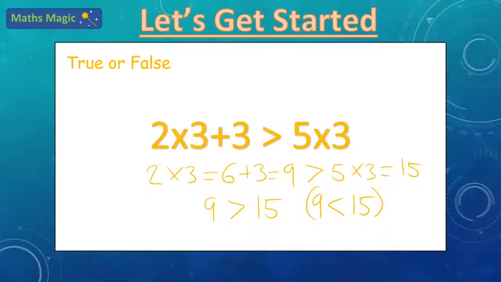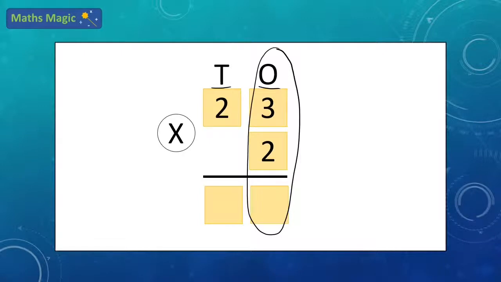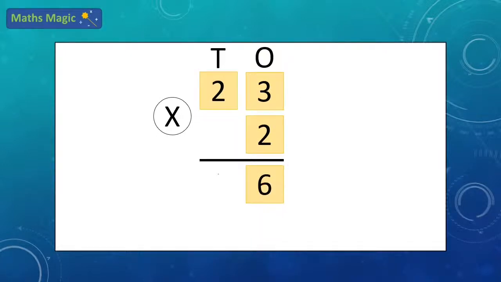Now let's have a look at our method. Our question is 23 multiplied by 2. For the formal multiplication method, we've arranged these numbers into their place value columns, 1s and 10s. Let's start with our 1s column here. 3 multiplied by 2 is 6, which we place under the 1s column here.